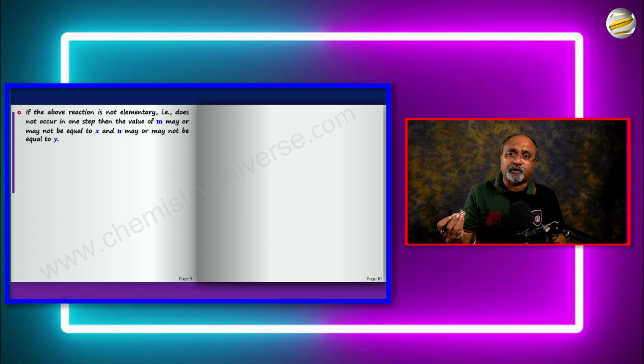But if the reaction occurs in multiple steps, then it is said that the rate of the slowest step is what determines the rate of the reaction. Why is that? Let's take an example. Let's say you are studying physics, chemistry and math. Maybe you're preparing for an entrance exam like IIT-JEE. So you're studying physics, chemistry and mathematics.